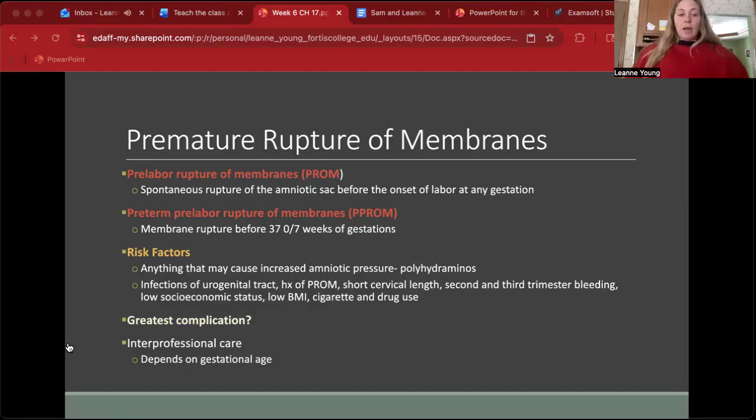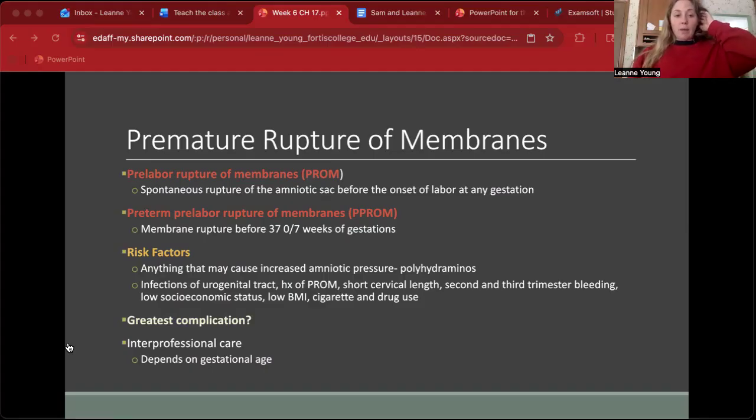Risk factors. Anything that may cause increased amniotic pressure. Polyhydramnios. If a woman has an excessive amount of water or fluid, she is going to have an increased risk of preterm or pre-labor rupture of membranes. Same with a macrosomic infant, that's a big baby. Same with twins, multiple gestation, or if mom is having a version done, like that baby is breech and she's trying to turn it head down so that she can deliver vaginally, we run the risk of rupturing her membranes sooner than what they may have done on their own.